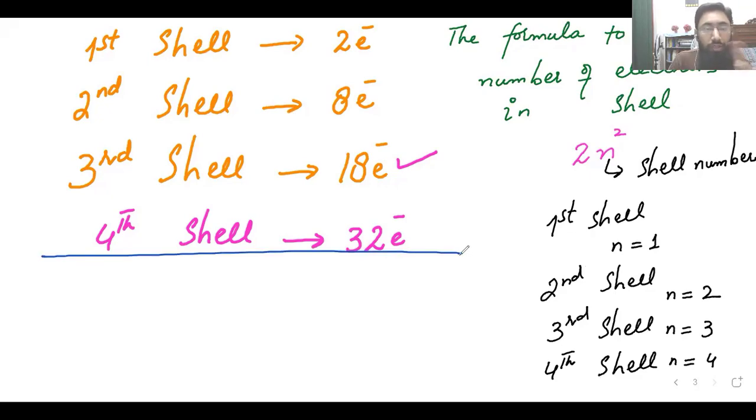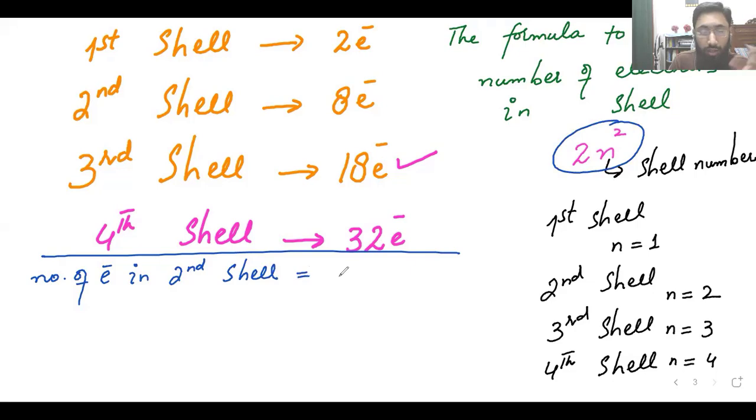Suppose I want to calculate the number of electrons in the second shell. How can I calculate it by using that formula? See here, guys, be attentive. The formula is 2n raised to power 2. Now, in place of n, I will put 2, because for the second shell, n is equal to 2. So in place of n, I will put 2 now.